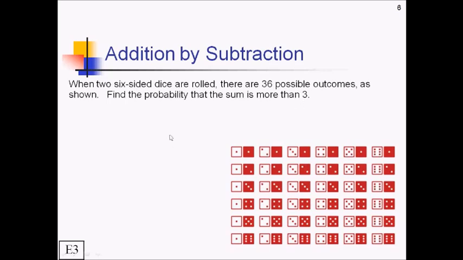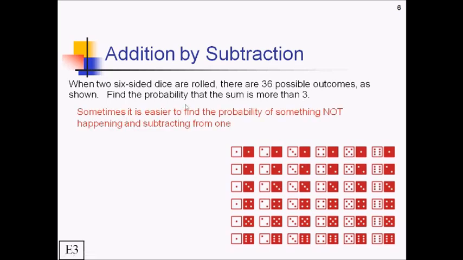So here's a little bit of a hint on this one. Sometimes it's easier to find the probability of something not happening, and then subtracting that from 1. From 100%, in other words. So see if you can use that as a hint. Pause the video and see if you can find a more efficient way to do this problem. All right, let's see if you figured it out.